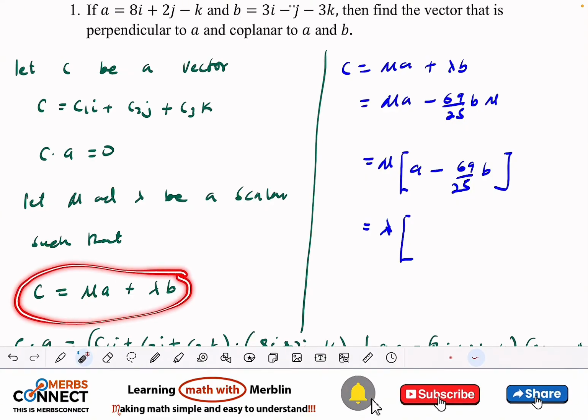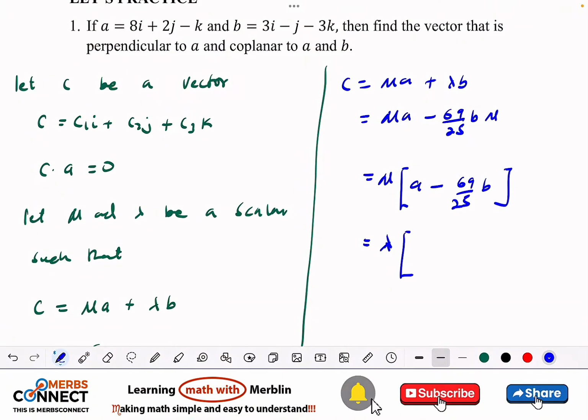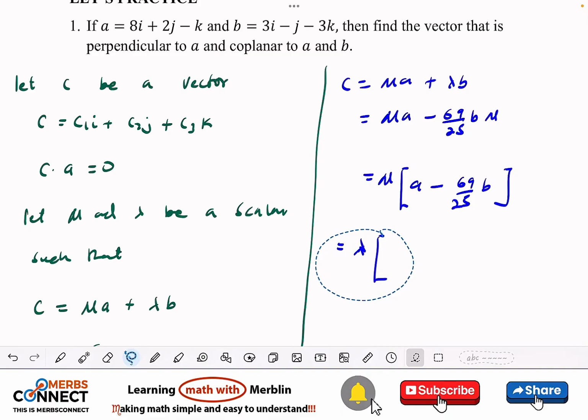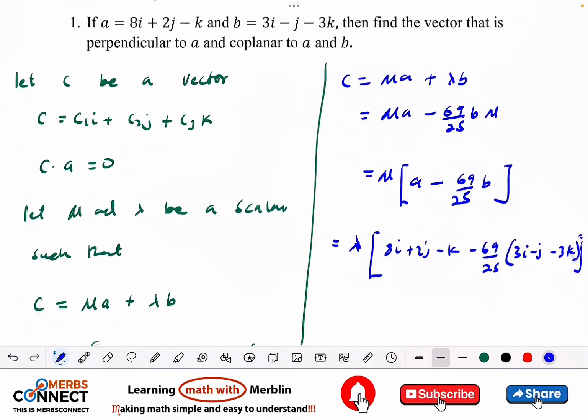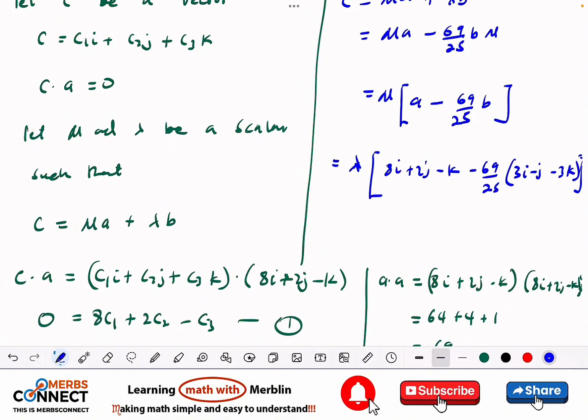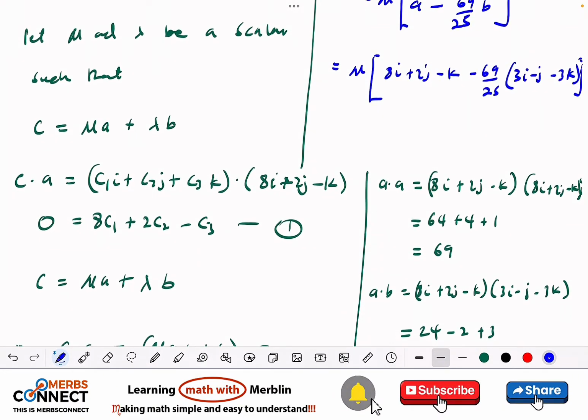Where is c here? Then we just get something like, so what is A? We know that A is 8i plus 2j minus k minus 69 divided by 25 times B. What is B? 3i minus j minus 3k. So this is what you're going to have. So let's simplify this, and then we are done. Let me have my mu here.